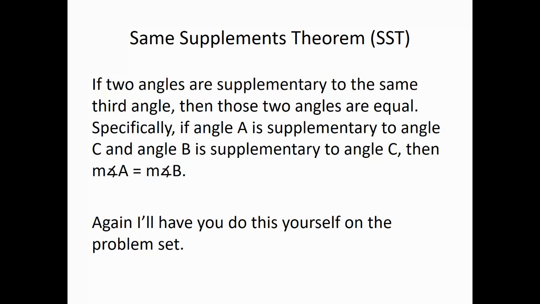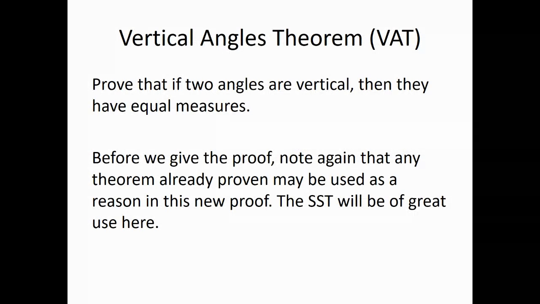All right, so the same supplements theorem. It says that if 2 angles are supplementary to the same third angle, then those 2 angles are equal. Let us go ahead and get specific. If we wish to name the angles, if angle A is supplementary to angle C, and angle B is supplementary to angle C, then the measure of A is equal to the measure of B. Again, I'll have you do this yourself on the worksheet. It's not particularly difficult.